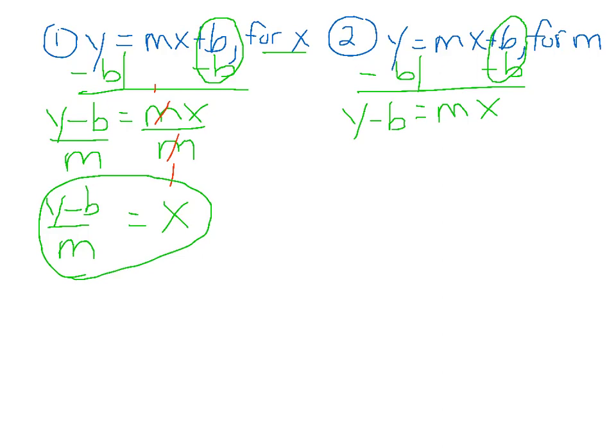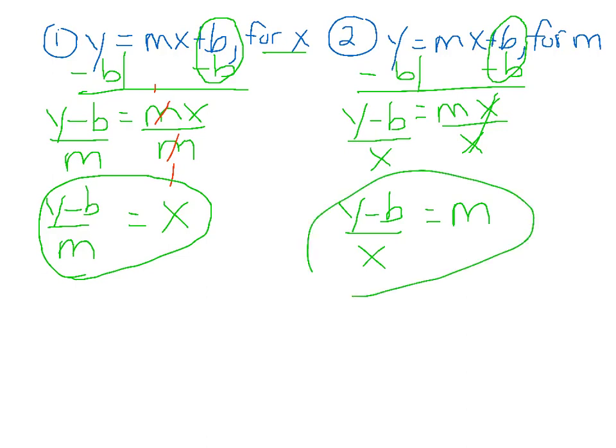And to get m by itself, it's being multiplied by x, so we have to undo that. We're going to divide by x, but what you do to one side, you have to do to the other. This gives you 1 there, so you have m equals y minus b over x.